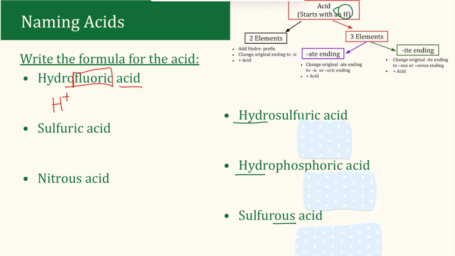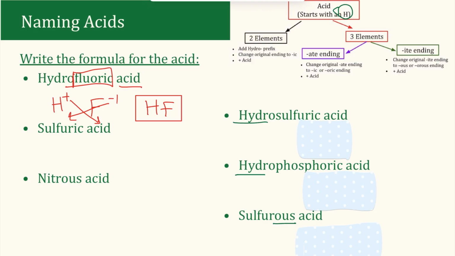And then looking at the root, what element is this talking about? Looking at our periodic table, fluorine has a -1 charge. And so I'm going to drop and swap +1, -1. And so HF is the formula for hydrofluoric acid.